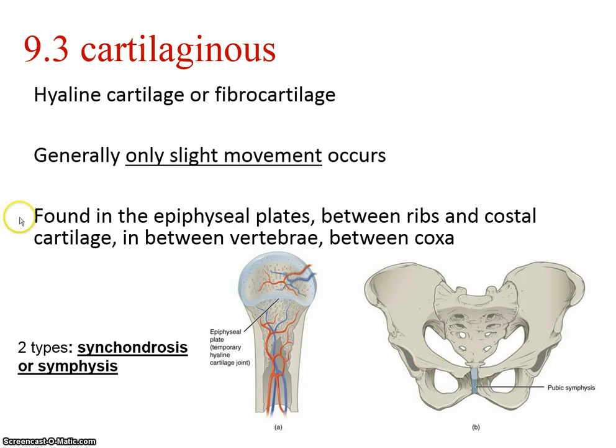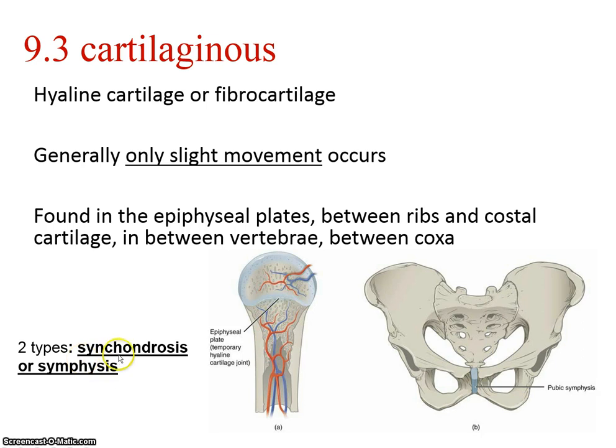Okay, so found in the epiphyseal plates, between ribs and costal cartilage. All right, so remember the ribs, we talked about the true and the false ribs. We don't have to mention the floaters because they don't have a connection. But within the true and the false ribs, as the bone ends and becomes kind of a band of cartilage, that's actually considered a cartilaginous joint. And then between the coxa, which is here.